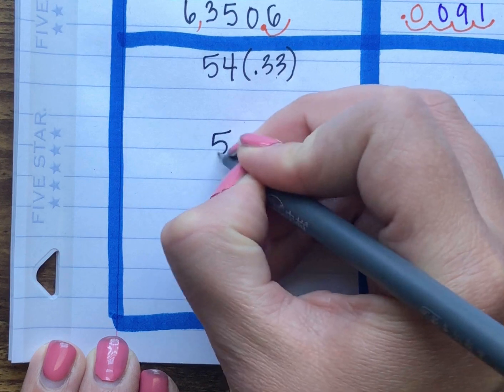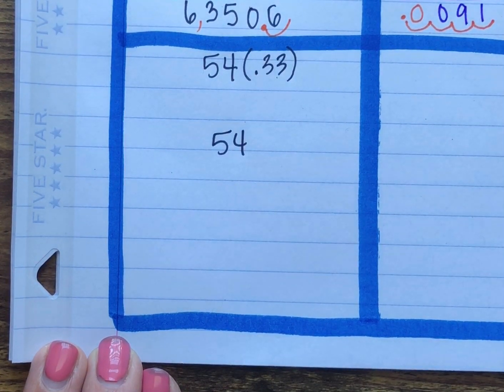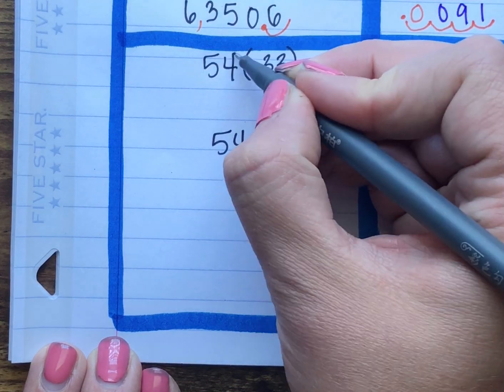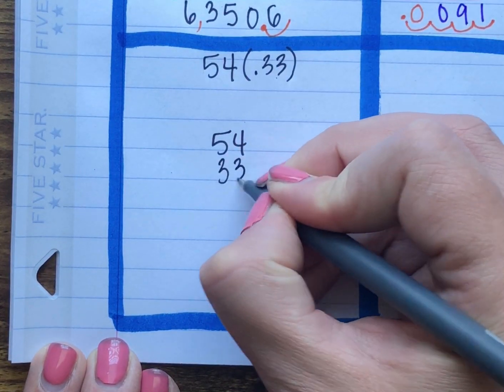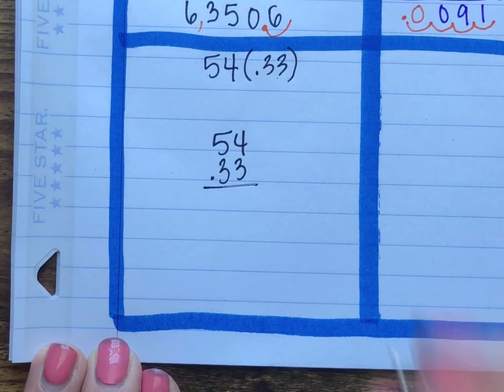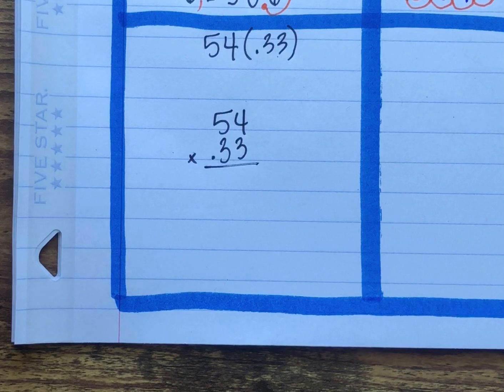So again, the first step is to line up the last digit of each number, right? So this is the last digit of this number. This is the last digit of this number. So it would look like this, okay? Let's go ahead and do some multiplication. We multiply like normal, that's step 2.